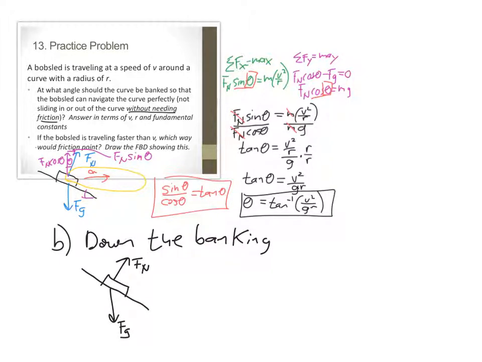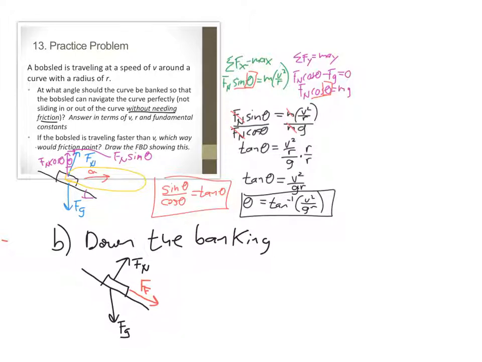In terms of my new free body diagram, Fn and Fg still are obviously there, and now I would just have friction going down the banking. It still does act parallel to the surface like it would on an incline. It's just that we're not tilting our axis, but I still do have friction going down that banking to keep it traveling in a circle.